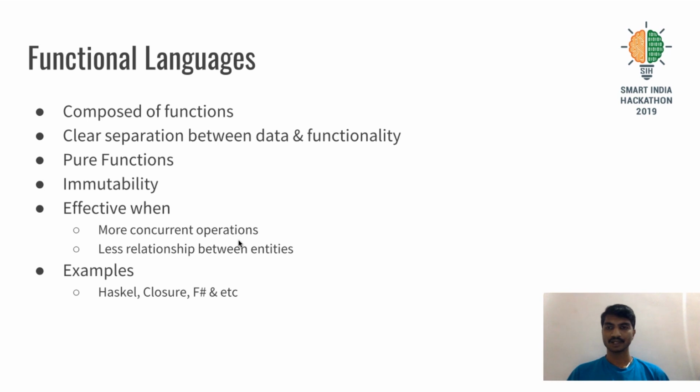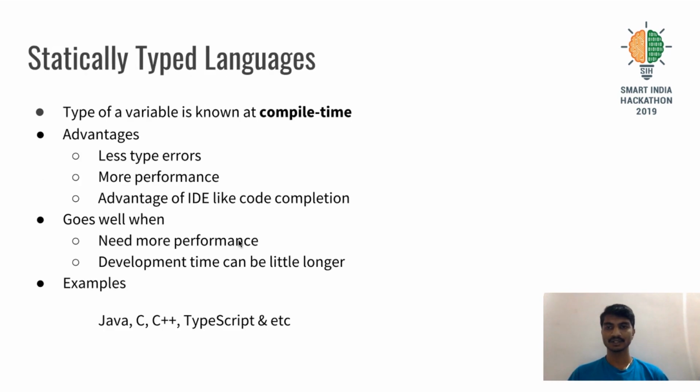Okay, now let's go into the other type of languages. This is statically typed languages. This kind of language is based on types, like how the types are defined in a particular language. For example, in statically typed languages, the type of a variable is known at compile time itself. The compiler itself knows what kind of data can be held in a particular variable.